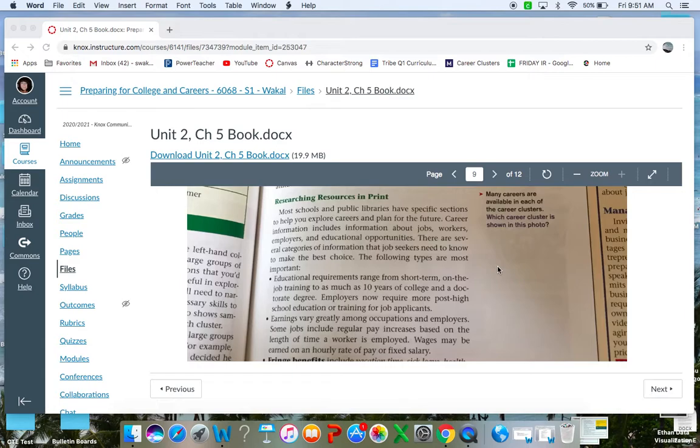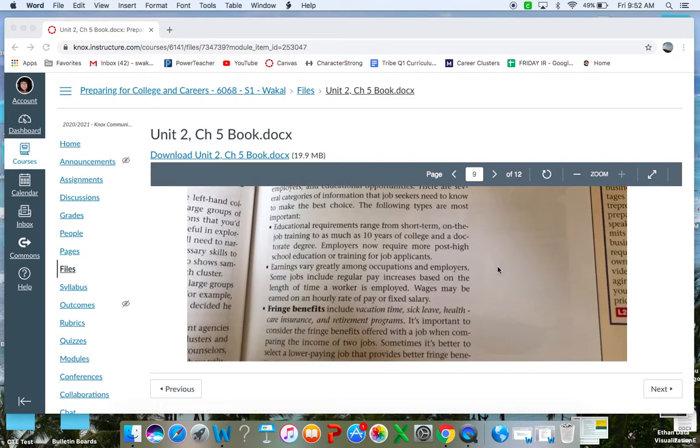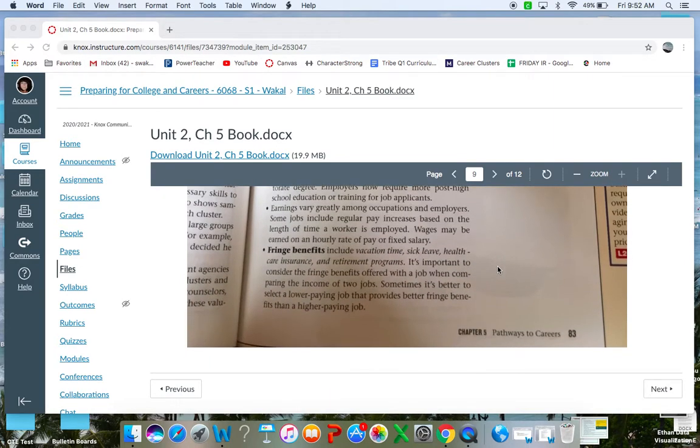Educational requirements. So educational requirements range from short term on the job to as much as 10 years of college and a doctorate degree. Employers now require more post-high school education or training for job applicants. So you might just have to have training through your employer, or it might have to be like more than 10 years of college or less. Most college bachelor's degrees are 4-year. Don't forget about the 4-year college, and we'll talk about that in another lesson coming up.